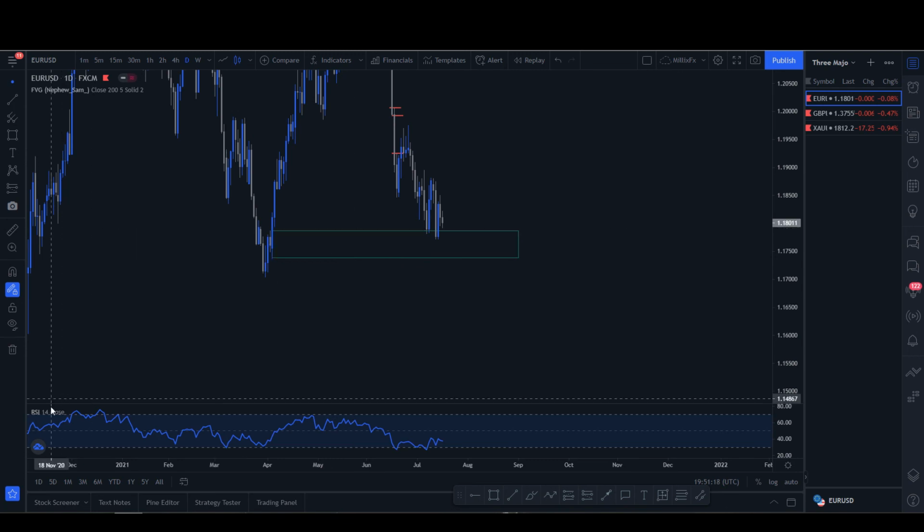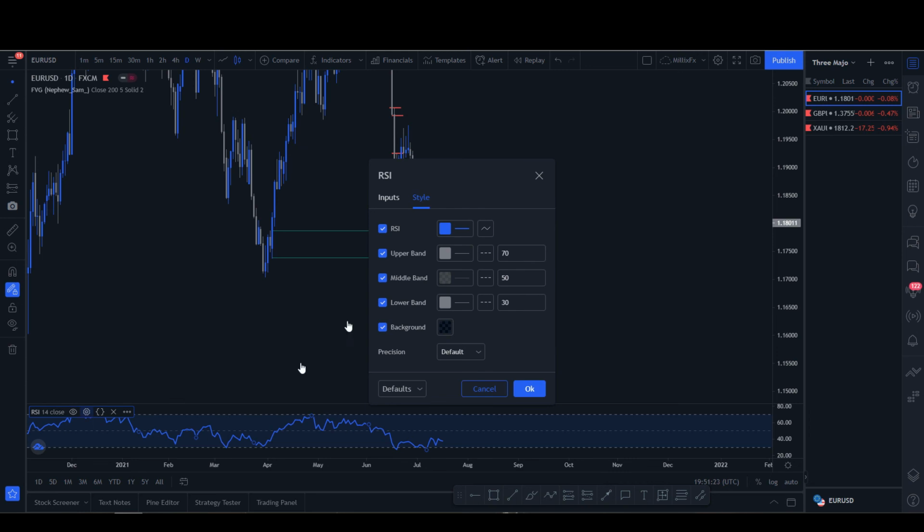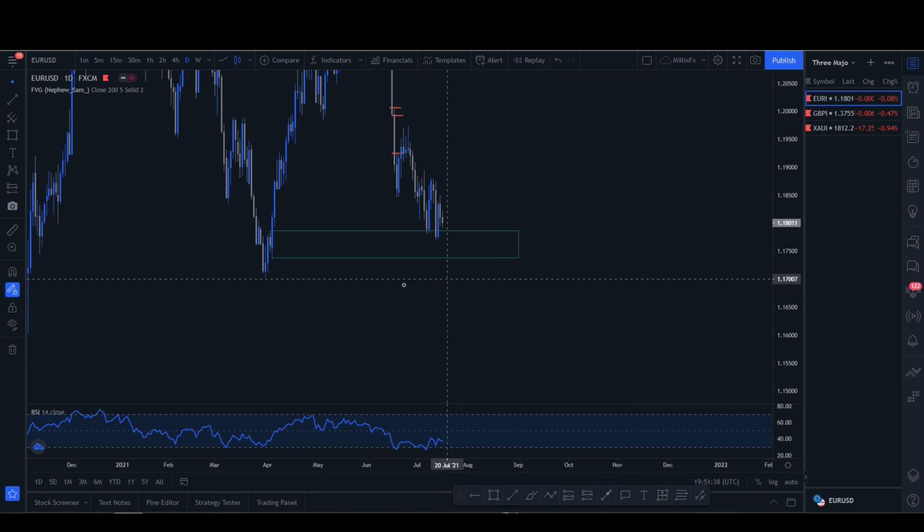My settings on RSI are just having 70, 50, and then 30. Okay, and then 30. That is going to give you a sense of price.